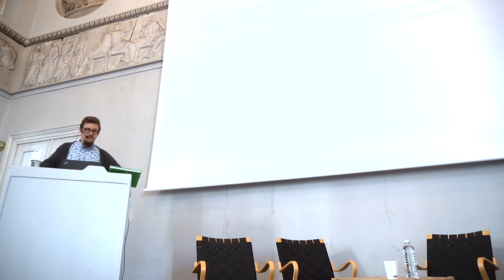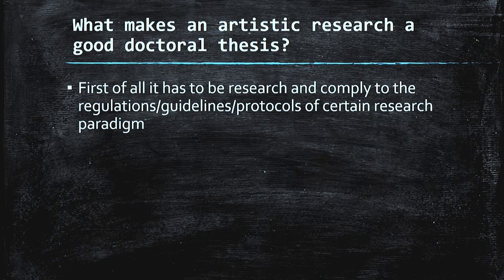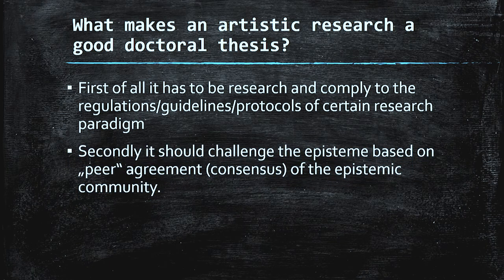So okay, another question is, what makes an artistic research a good doctoral thesis? I think, first of all, it has to be research in general and comply with any regulations, guidelines, protocols of a certain research paradigm. You can have it very different from the usual research paradigm. And secondly, it should challenge the episteme and be based on peer agreement of the epistemic community. So if other artists and researchers agree that your piece of production or process is artistic research, then everything is fine. You can do whatever you want. So it's always a consensus, an agreement of several people, or a group, or epistemic community.